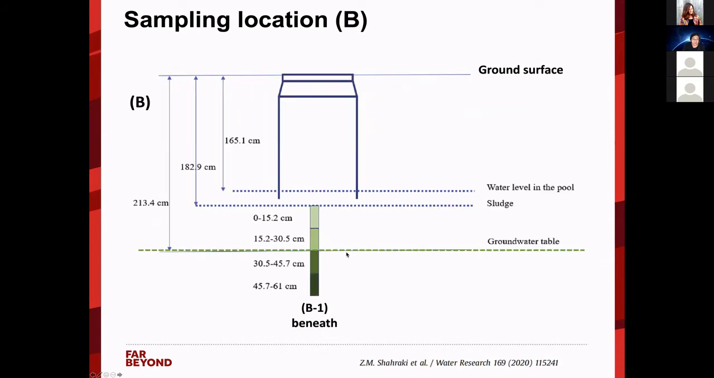At the second location, site B, we were able to collect 1 sample right beneath the pool. So we call it B1. And for all the samples we collected, we dissect them into several sections and conduct analysis of each of the subsamples.